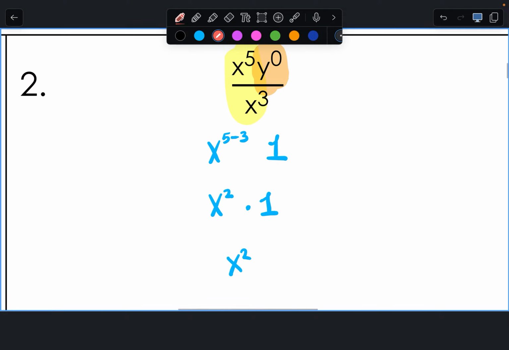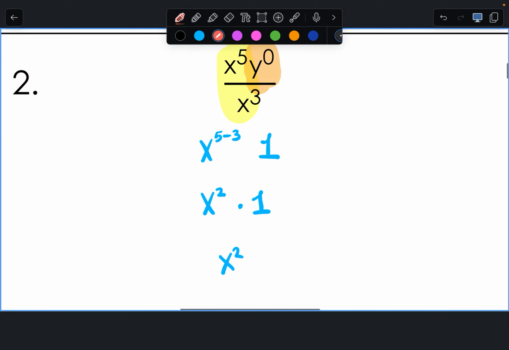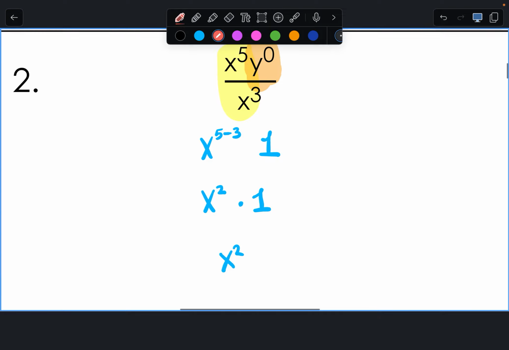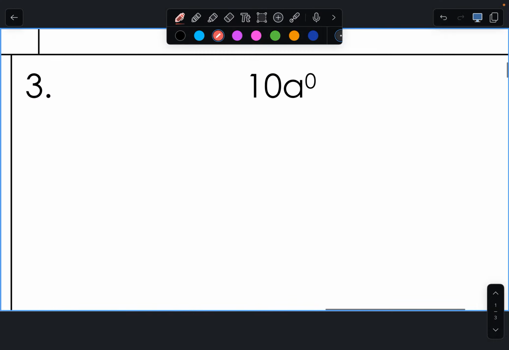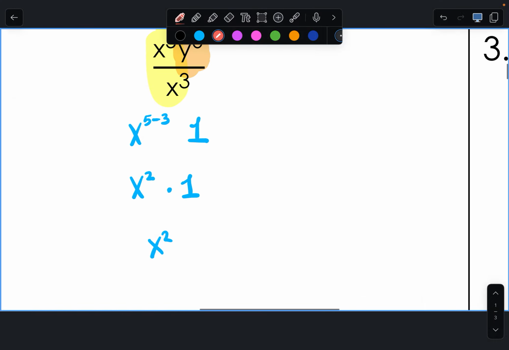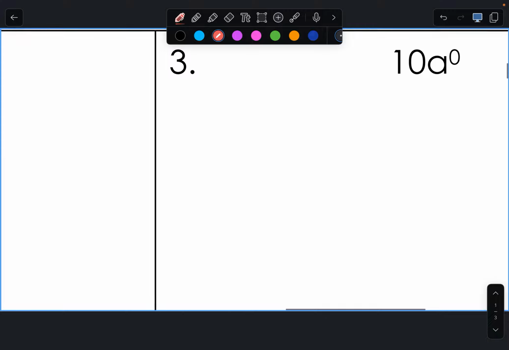Mhm. Ready? I'm just not ready yet. Just one second. 1 times x squared is x squared. So it cancels out. Wait, I just did not get the last one. Oh, so it did. Okay, I got you. Wait, so you just took the 1 away? Yeah. Got you.